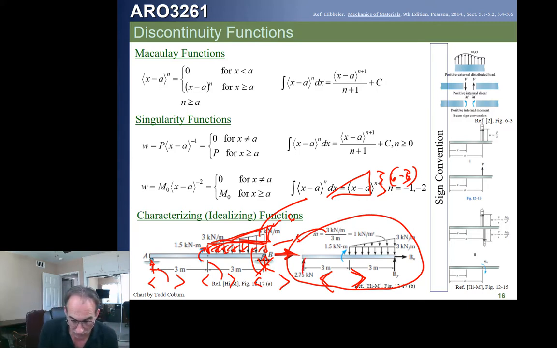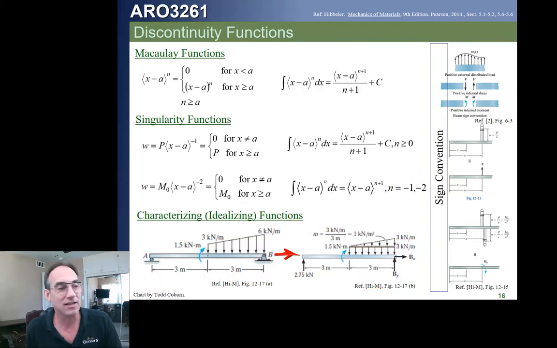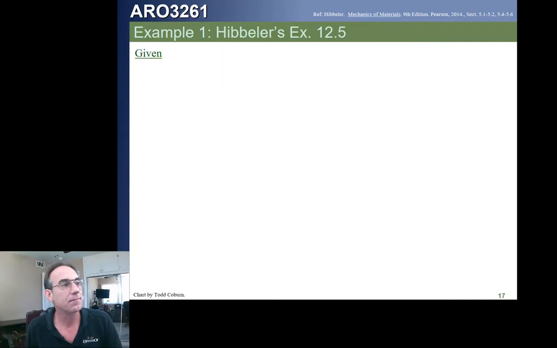First, it helps if we draw that with our reactions, our moment, our distributed load, and our gradient load. You got all that? That's how these are solved. I call that characterizing the loading. We're characterizing the loading so that it exists in our handbook, in the table that we have.